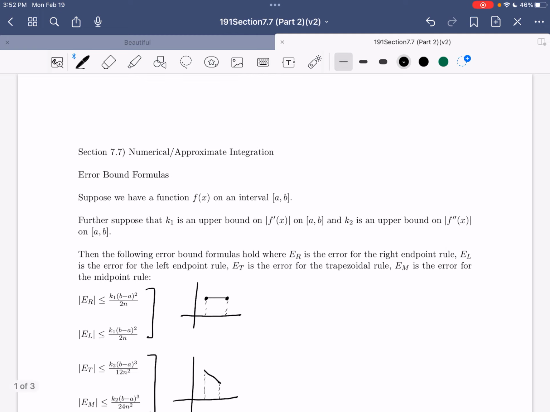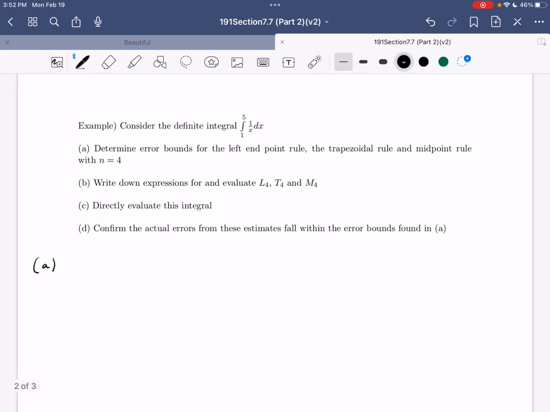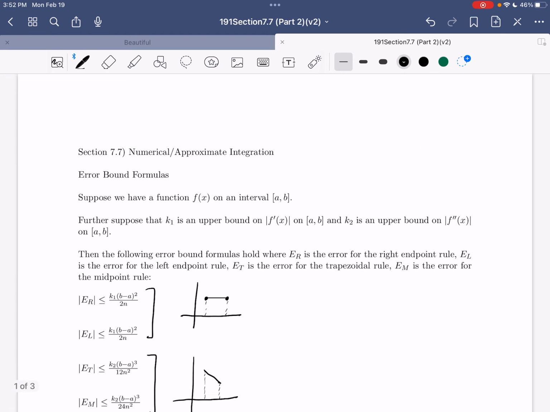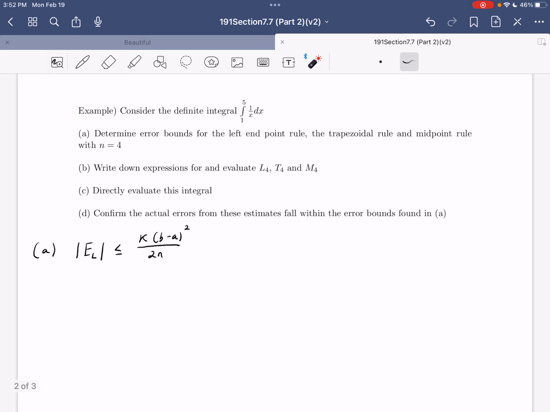If we go back over, we can see that the left endpoint rule uses this guy right here. So we'll carry that over and start with that formula. We know that the maximum error, E sub L, in absolute value, is going to be less than or equal to K1 (B minus A) squared over 2n. Again, we're just grabbing that directly from here. If we were doing the right endpoint approximation, we would use the same formula there. So we've got our expression right there.